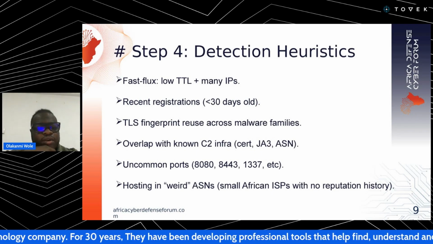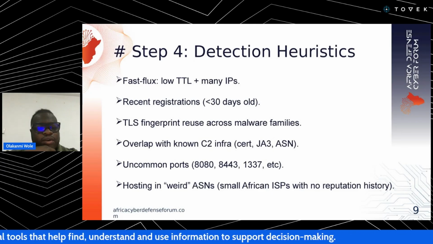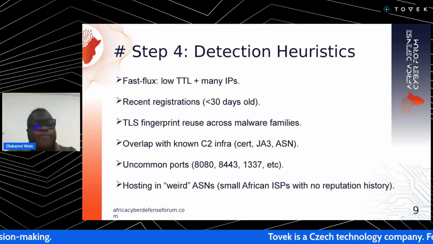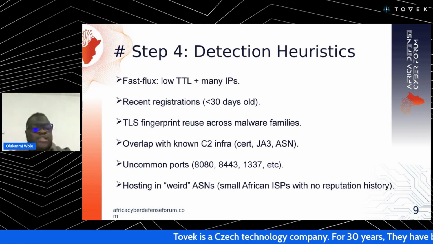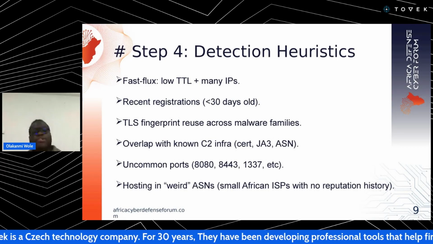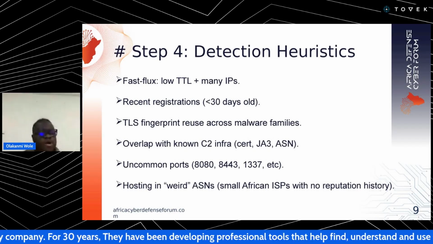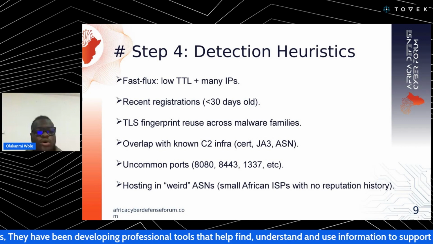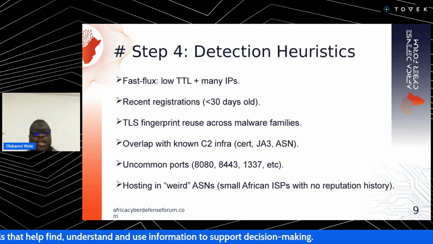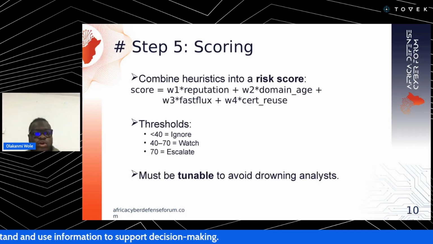Then there is reuse across malware families, right, where attackers are literally using their certificates across multiple malware families, and you're able to see, like, I've always seen this in an existing malware family or C2 infrastructure. We spoke about uncommon ports and also hosting in weird ASNs, right? These are things to also take note of.